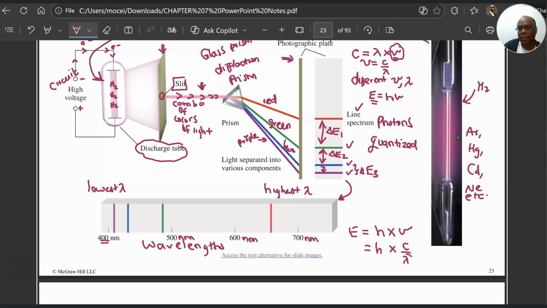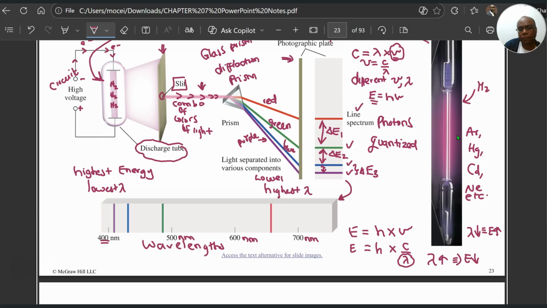So you can see that if wavelength increases, that means our energy is going to go down. Similarly, if wavelength decreases, that means that our energy is going to go up. So the blue and purple will tend to have the highest energy, and the red is going to have the lowest energy.